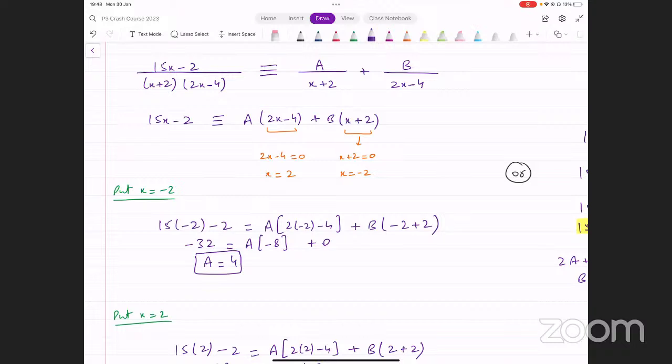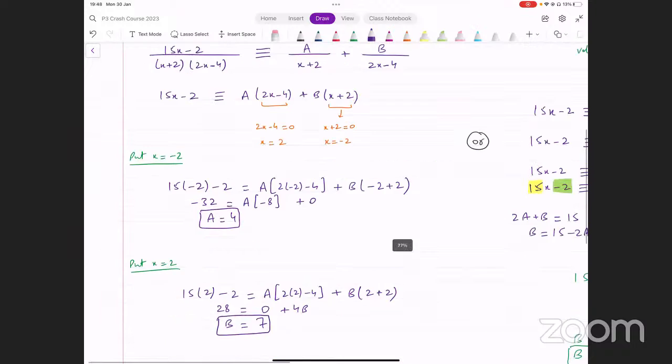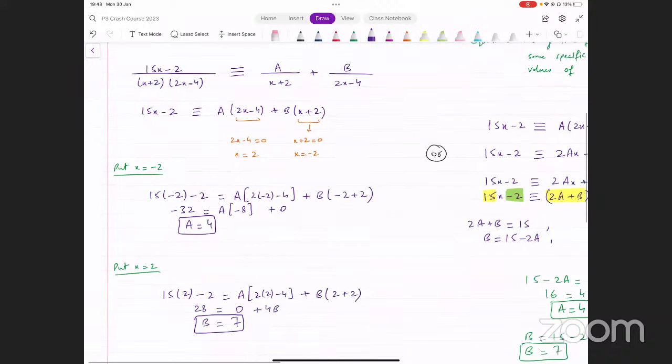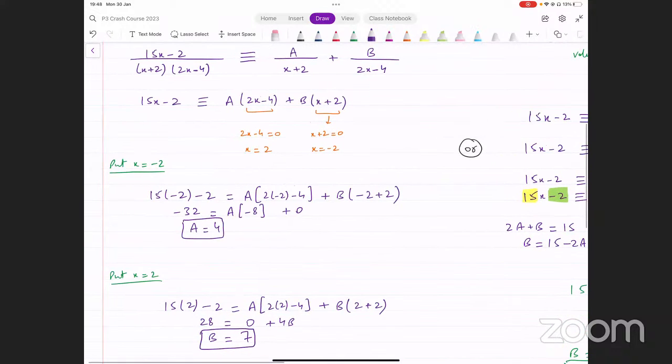We actually have 3 different forms of partial fractions, which we will talk about tomorrow, inshallah. For today, this is the important bit, that you need to know how to find partial fractions using this method by inputting some specific values of x on both sides of this identity.